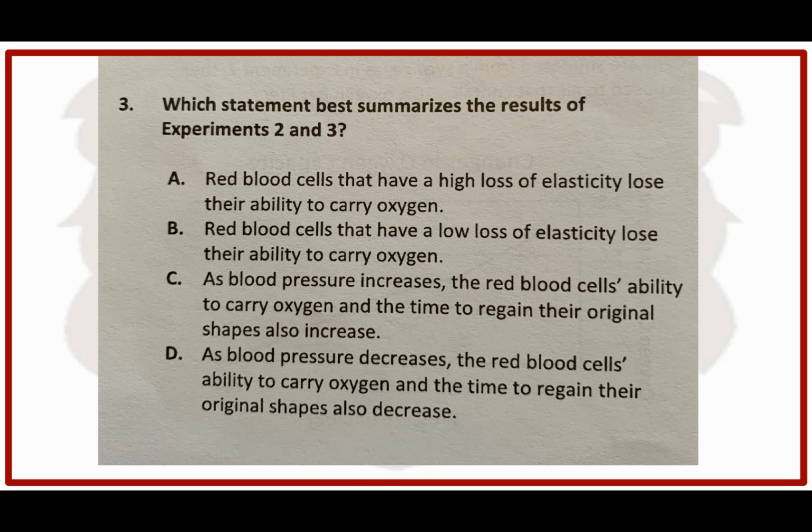So I come back here and I look at the question again, and I'm going to just read the different choices I have. So first, red blood cells that have a high loss of elasticity lose their ability to carry oxygen. That could be correct. Red blood cells that have a low loss of elasticity lose their ability to carry oxygen. And we know that that kind of contradicts what we were looking at, because a low loss of elasticity, that's good. That means the cell wasn't under a lot of pressure.